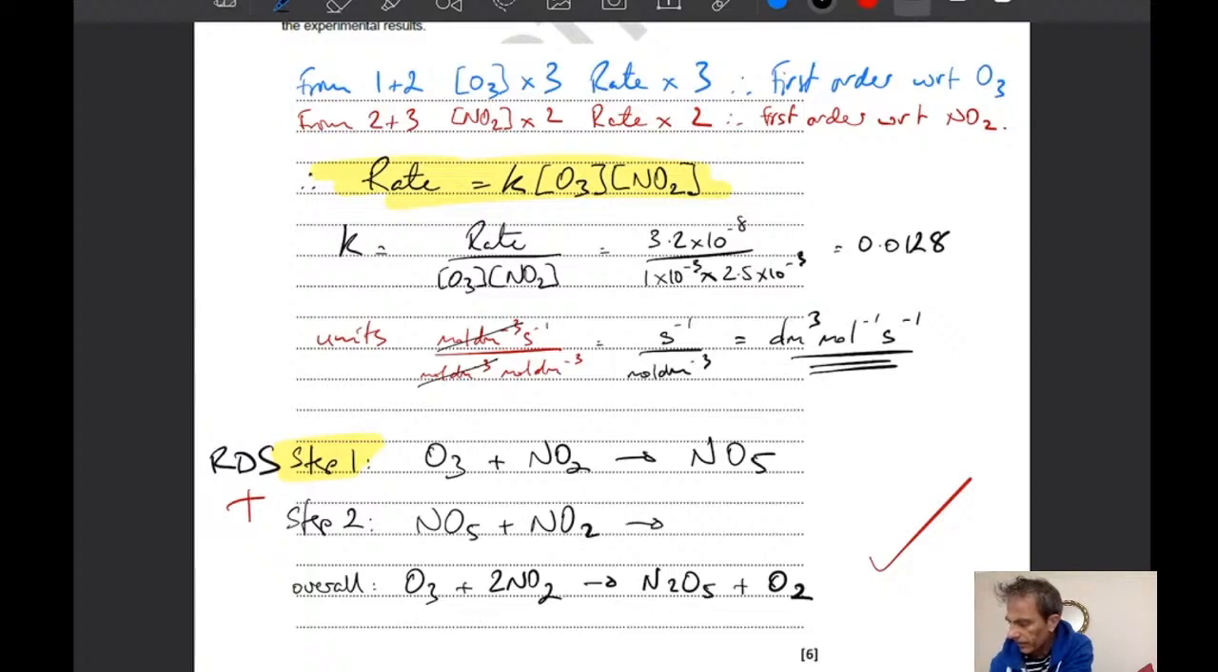And when you combine those 2 chemicals together, NO5 and NO2, you can make N2O5, and you're left with O2. Then cancel the NO5s, and you're left with the final equation: O3 plus 2 NO2s makes N2O5 and O2. So well done to that person for working that one out, that's great. And that's that. Any questions? Does that make sense? Anybody want to ask any questions on that one?